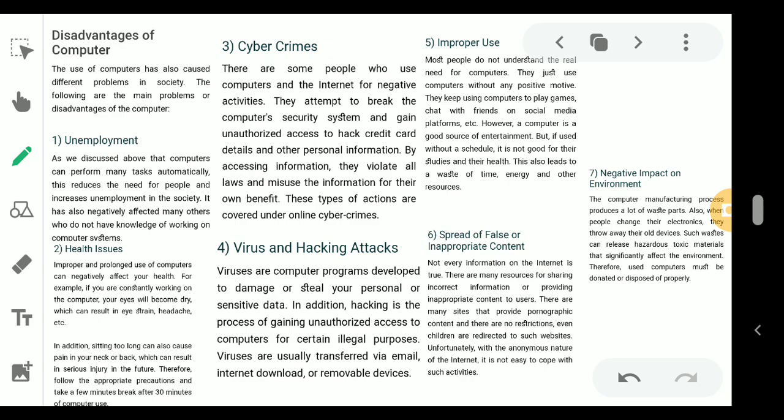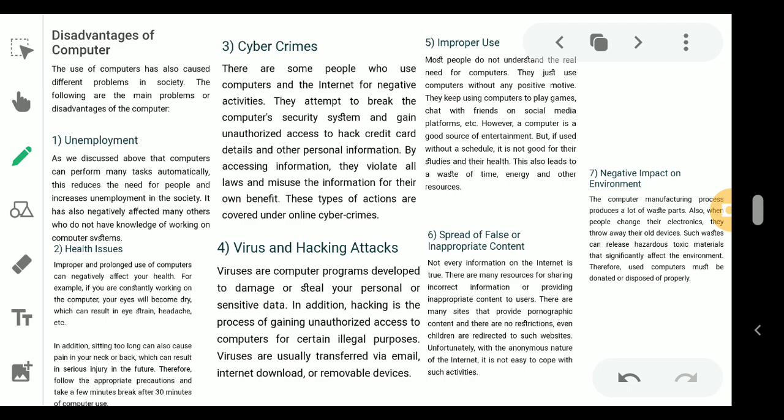Okay, the next disadvantage is the spread of false and inappropriate content. Not every piece of information on the internet is true. There are many resources for sharing incorrect information or providing inappropriate content to users. There are many sites that provide adult content. It is restricted, but they still give us links. So we need to cope with these activities.